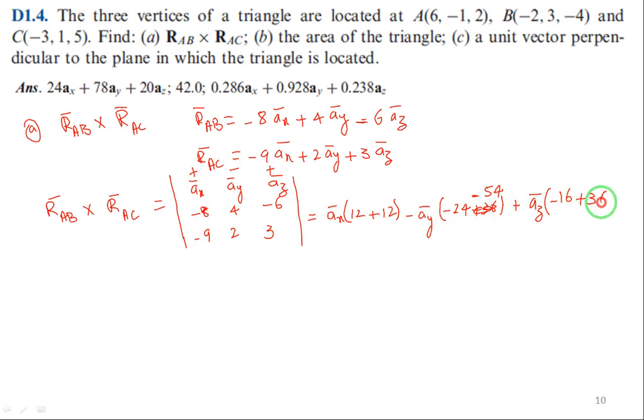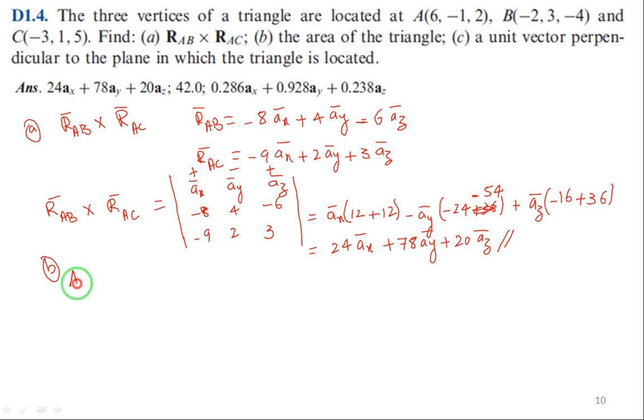To solve it, you will get the vector as 24a_x, minus into minus, it will become plus 78a_y, then plus 20a_z. This is the cross product of R_AB cross R_AC. Then this is part B.